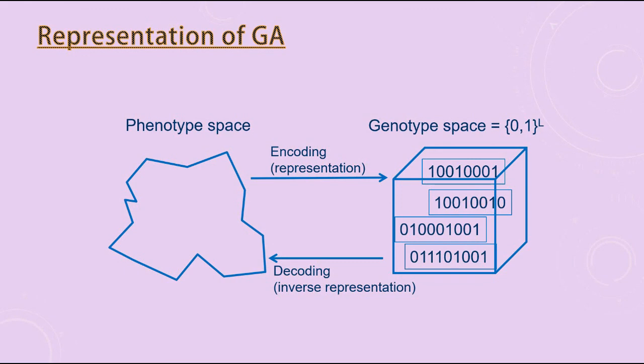So this is the representation of GA. The left side is the phenotype space, and it is converted or encoded into genotype, which is now understandable by the computer. This encoded form is used in our genetic algorithm, and after we get the optimal solution, we decode it back to the phenotype space.